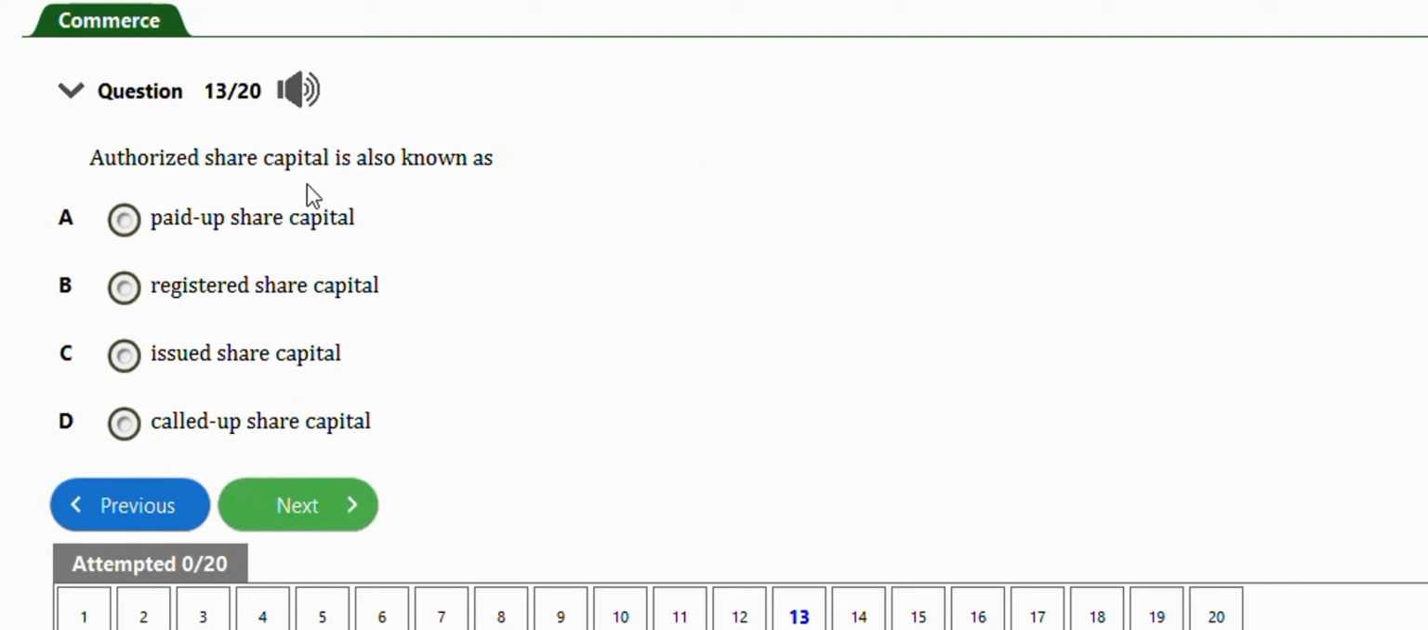Next question is this one. It says authorized share capital is also known as registered share capital. Take note of this question, guys. Option B.